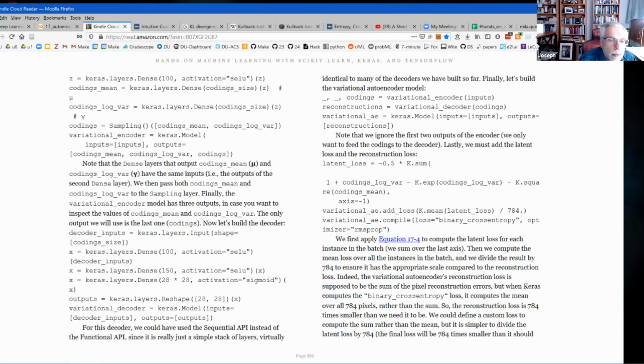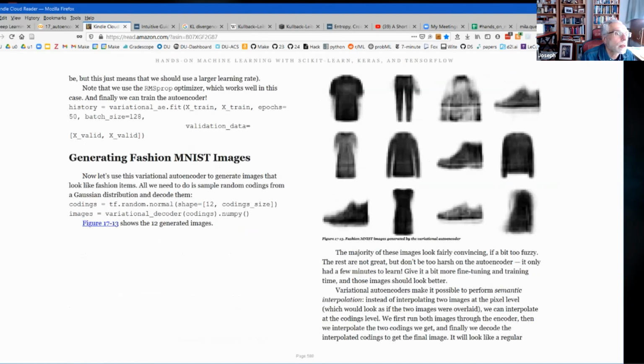So then this is where he talks about the 784, and then finally he compiles the model, and then you can actually train the model. So the whole process is pretty straightforward once you've built the variational autoencoder.